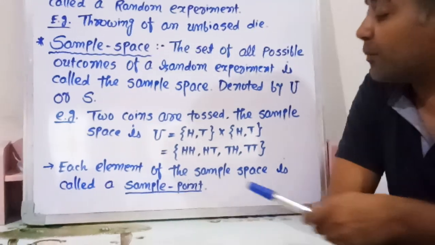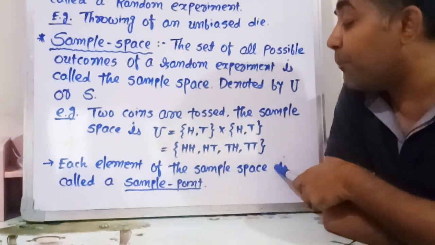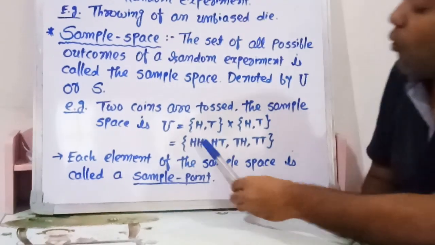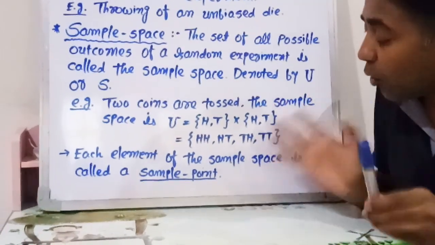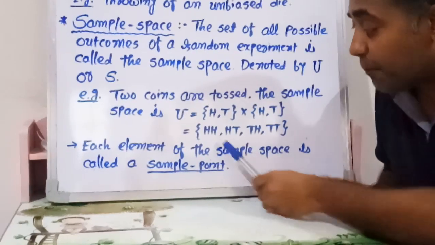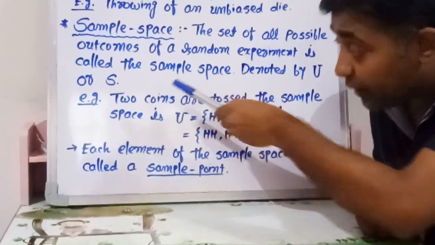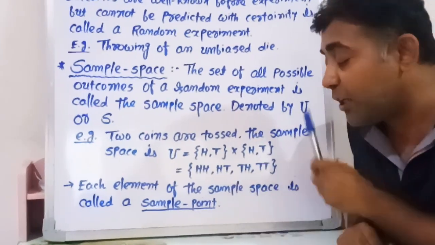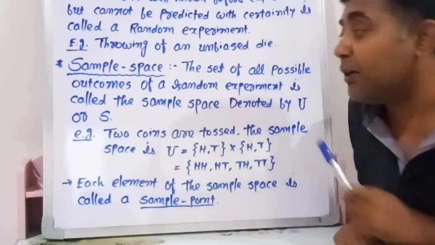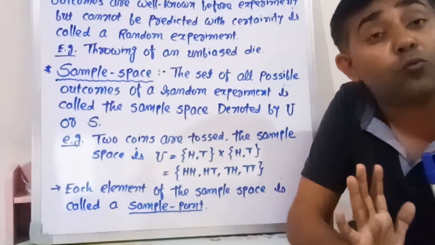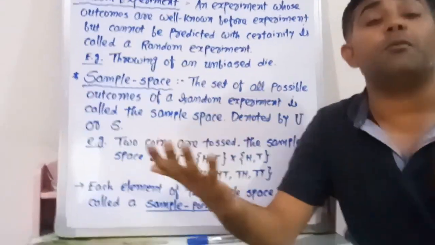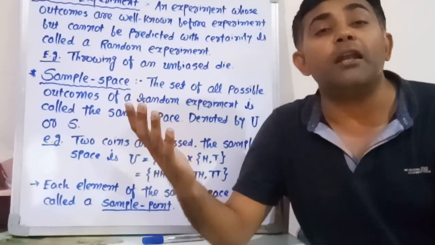These are the possible outcomes. Each element of the sample space is also called a sample point. It means these 4 elements are known as sample points. The first sample point is HH relative to this random experiment, the second sample point is HT, similarly TH and TT. So the sample space is the set of all possible outcomes relative to any random experiment.